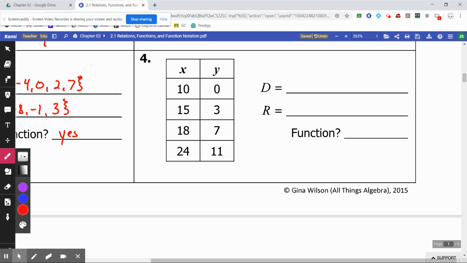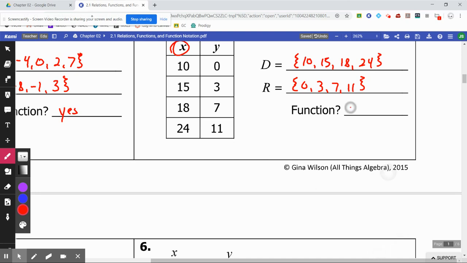The next one, the domain is the set of all the inputs. We're going to put in our X's. We get 10, 15, 18, and 24 are all of our inputs. Our outputs, set of all outputs would be 0, 3, 7, and 11. And there is definitely no repeats here, so therefore, yes, this would also be a function.